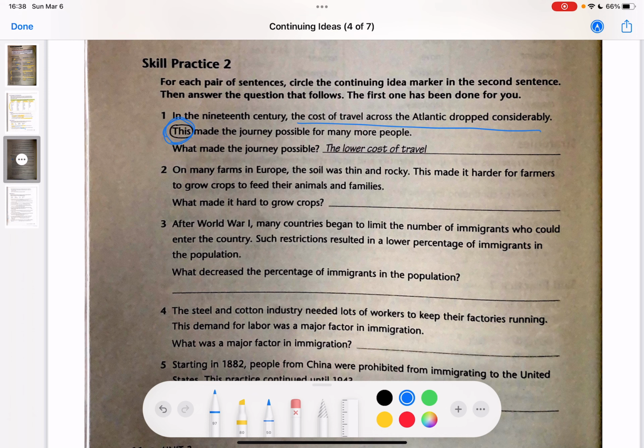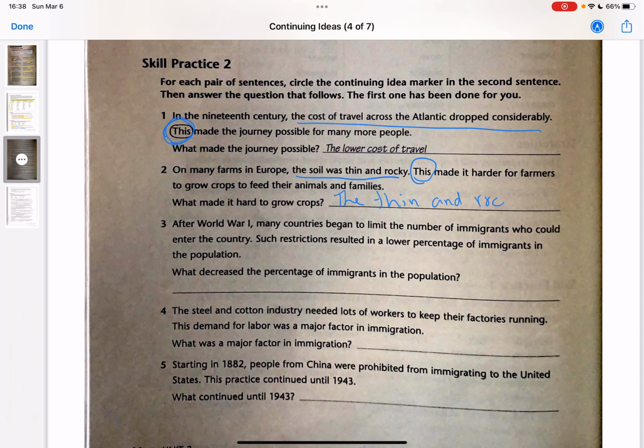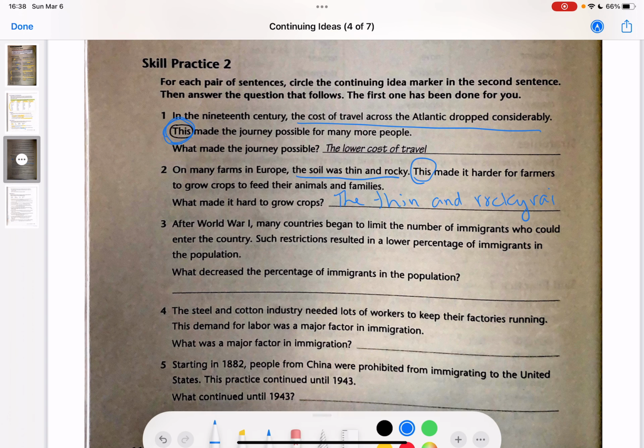Okay, great job. Hopefully, you decided that this is the continuing idea marker. Now, to help me answer the question, what made it hard to grow crops? This made it hard to grow crops. So what is this referring to? The soil was thin and rocky. So I could say the thin and rocky soil as the answer to that question. The idea that's being continued is the answer to my question.